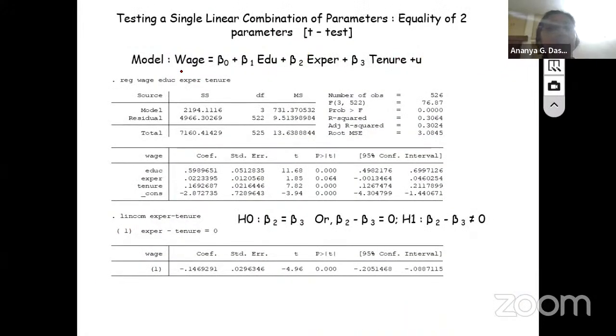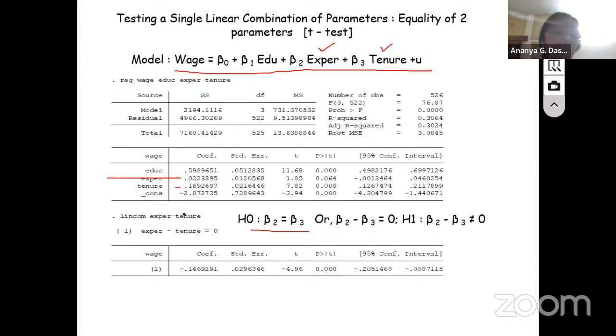So here is my model: wage is equal to education, experience, and tenure. And here I have tested that beta 2 is equal to beta 3. That is, the coefficients of experience and tenure are equal, right? You can see experience has a coefficient of 0.02 and tenure has 0.16.